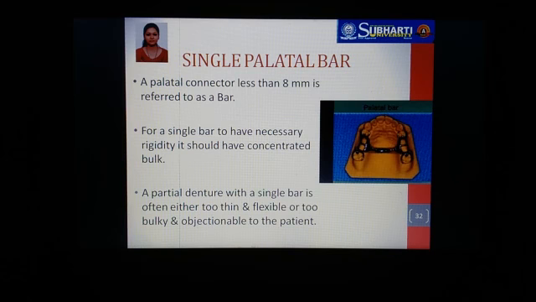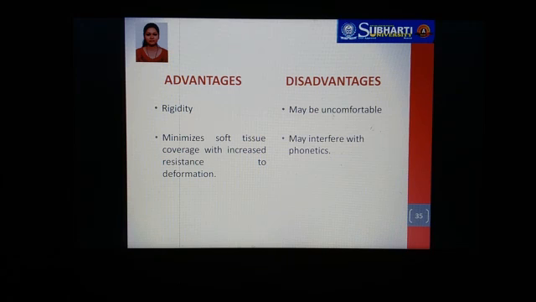So advantages, rigidity because of the L-beam effect. If you remember, we talked about it in the anterior and posterior palatal strap. Because it is just a strap which is less than 8 millimeters, it is providing less soft tissue coverage, so it will be less uncomfortable for the soft tissue beneath. But because we are increasing the bulk, it can be uncomfortable for the patient and can also interfere with speech and phonetics. So this was all about maxillary major connectors.